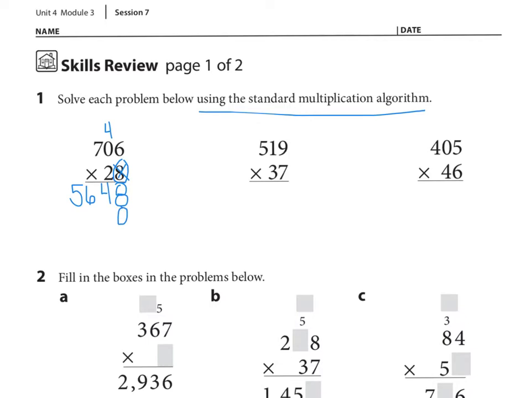2 times 6 is 12. Carry the 1. 2 times 0 is 0, plus 1 is 1. 2 times 7 is 14. Add 8, 6, 7, 9, 1. Our answer is 19,768.